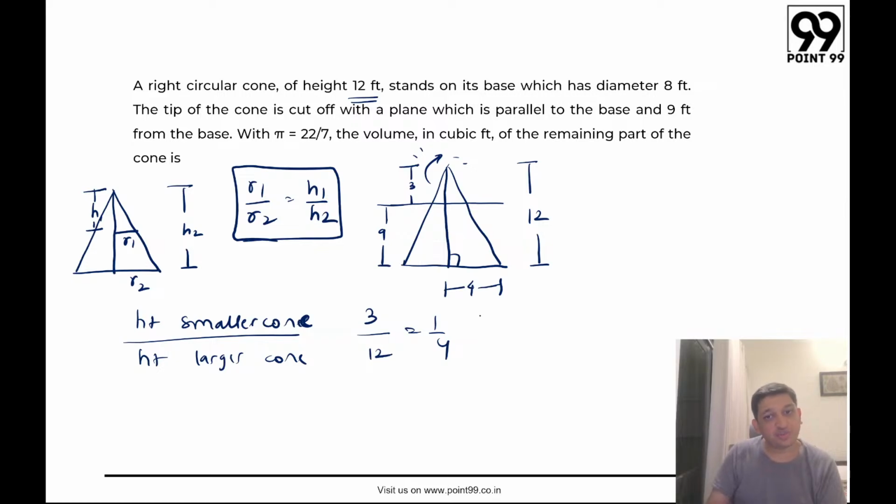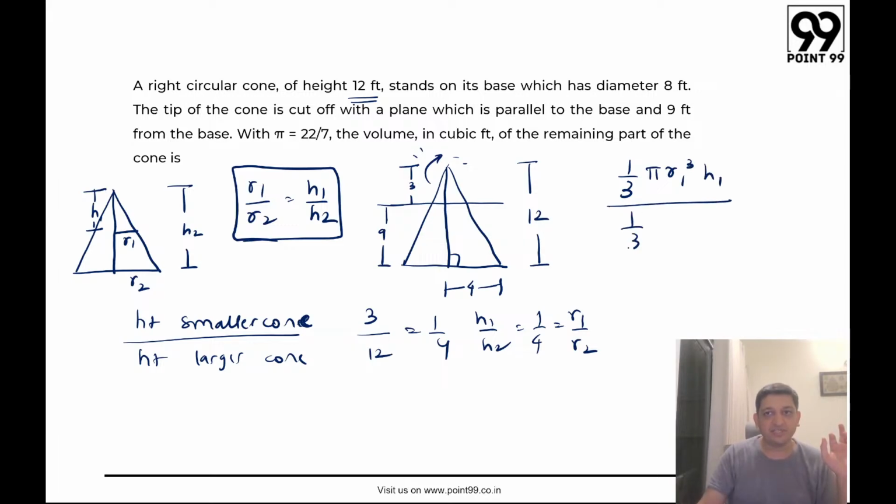So h1/h2 will also be 1/4, right? Sorry, h1/h2 will be 1/4, which means that r1/r2 will also be 1/4. So we have to understand one thing. अगर हम ये दोनों के वॉल्यूम को कंपेयर कर रहे हैं ना, I am basically saying that I am comparing the volume of the smaller cone, which is 1/3 pi r1 square h1, and I am comparing it with 1/3 pi r2 square h2.